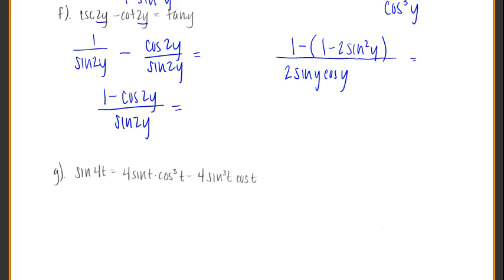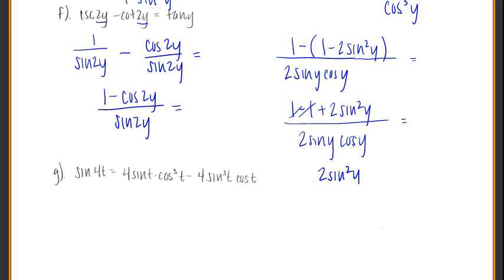The only reason why I chose this one is the fact of right here. When I distribute the negative, I'm going to get 1 minus 1, and that'll take those two away. And that honestly is the only hunch I'm going off of, and I just hope it works for everything else. So finishing out, it'll be 1 minus 1 plus 2 sine squared y over 2 sine y cosine y. So 1 minus 1 goes away, and I have 2 sine squared y over 2 sine y cosine y.